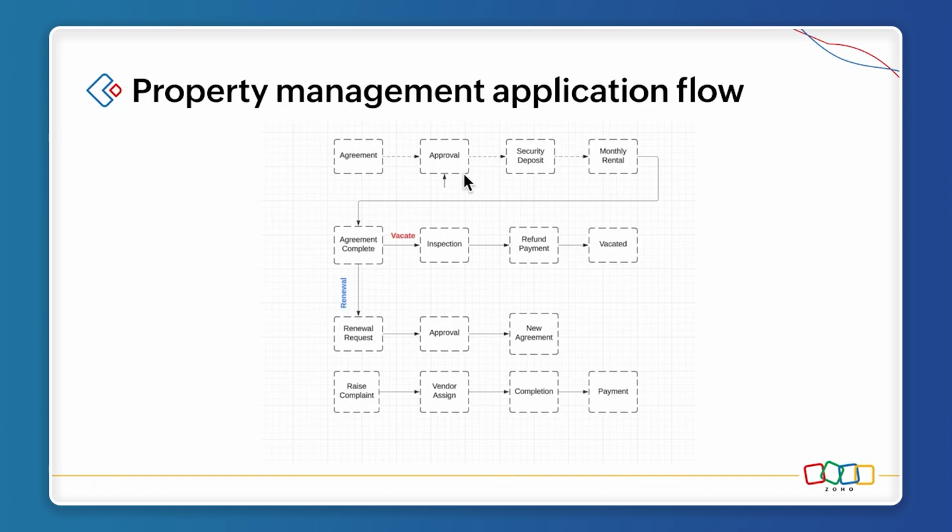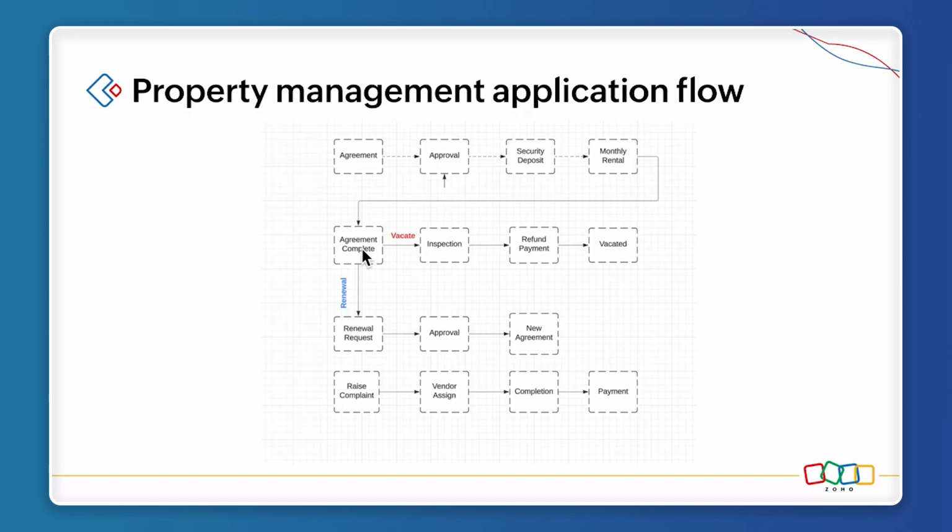Once the tenant approves, it will redirect them to the security deposit, right? Here the tenant will be paying their security deposit amount, and then the monthly rental will be created. So this is about the agreement completion. This part alone comes as the agreement, the lease agreement or the rental agreement.